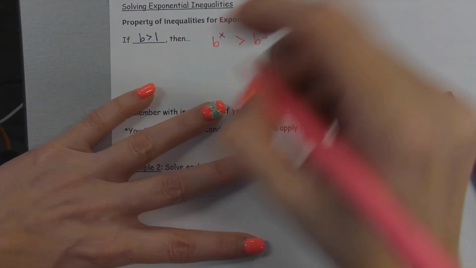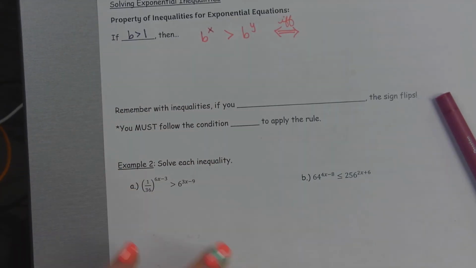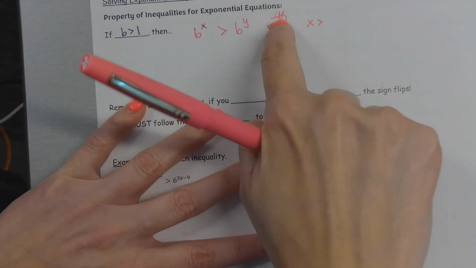You guys remember you used to write if and only if as IFF? Did you see that? Did you do it? Write it like this, IFF.